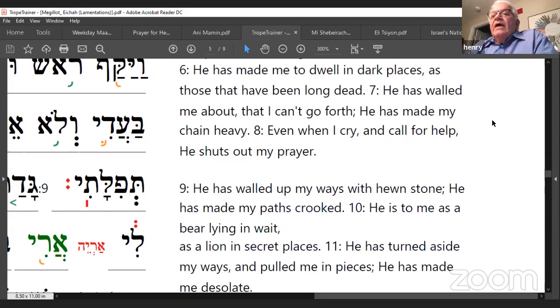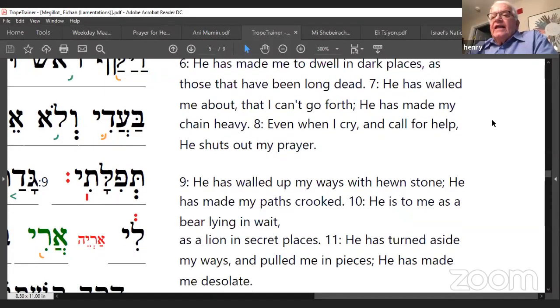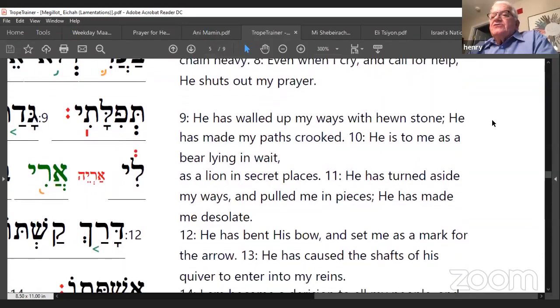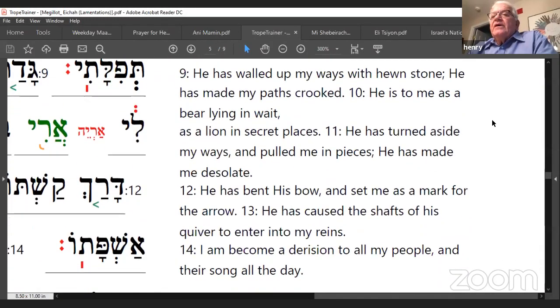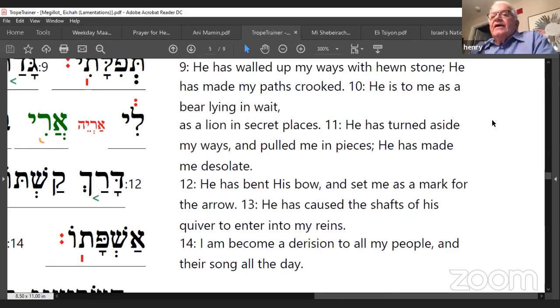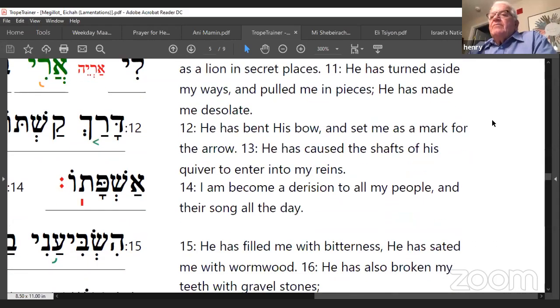There you go. He has walled up my ways with hewn stone. He has made my paths crooked. He is to me as a bear lying in wait, as a lion in secret places. He has turned aside my ways and pulled me in pieces. He has made me desolate. He has bent his bow and set me as a mark for the arrow. He has caused the shafts of his quiver to enter into my reins. I am become a derision to all people and their song all the day.